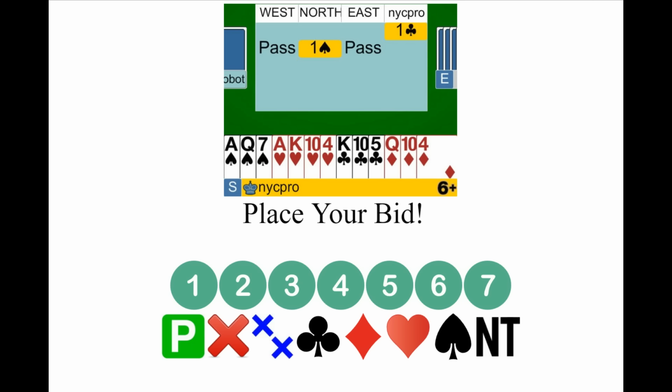So you're going to use judgment a lot when you're deciding whether you have enough to reverse or jump shift, but I would save my jump shifts for literally the best of the best.